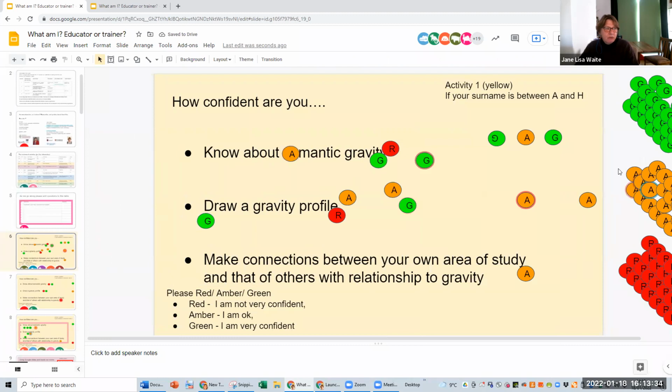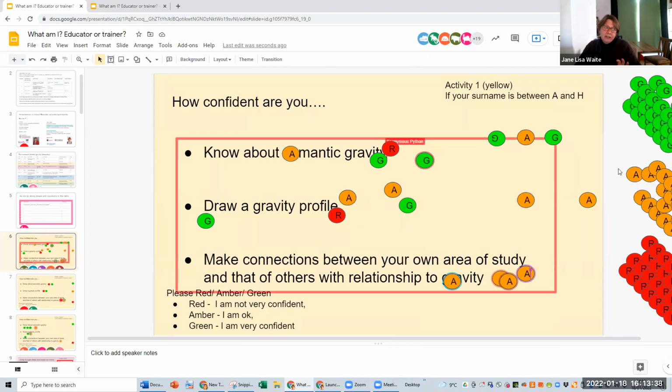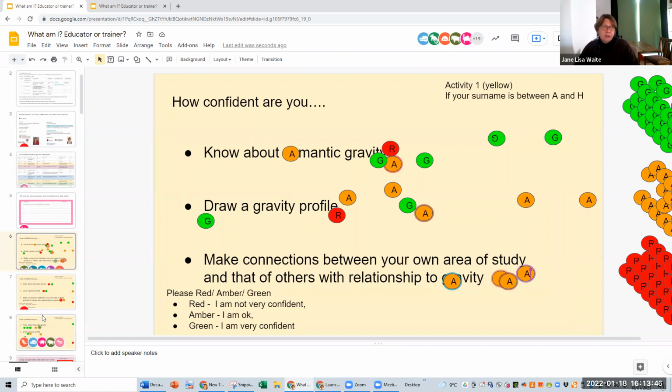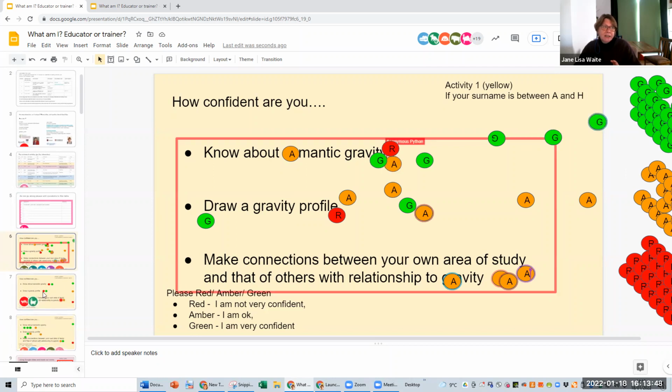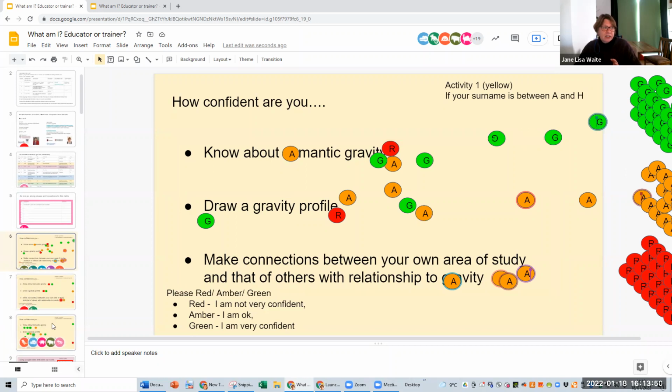So if you just want to RAG, red, amber, green, your confidence. And I really do like this as an approach, because I can straight away, as I'm looking on the slide sorter, which is on the left-hand side of the Google Slides display, I can see that the people with a surname at the latter end of the alphabet seem to be more confident than the people in the middle, because there's lots of greens for that group, but we have got some reds.